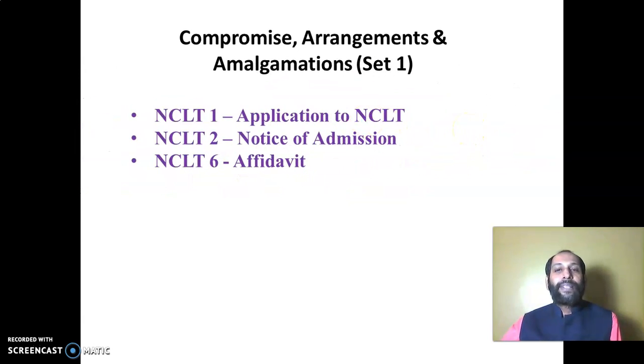The chapter is Compromise, Arrangement and Amalgamation, CAA. I have a separate video for CAA. You can look into that. And you have two sets of forms in the amalgamation chapter. Basically, three forms from the NCLT rules: NCLT 1, application to NCLT; NCLT 2, notice of admission; NCLT 6, affidavit. Whatever provisions you are asked on the basics of amalgamation, you have to quote these three forms.